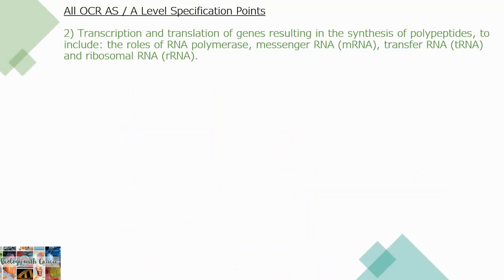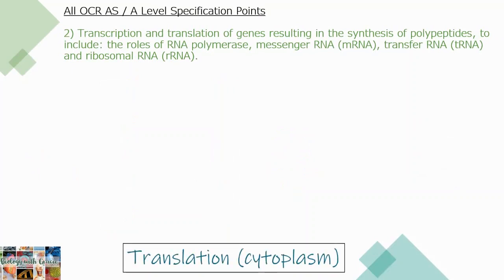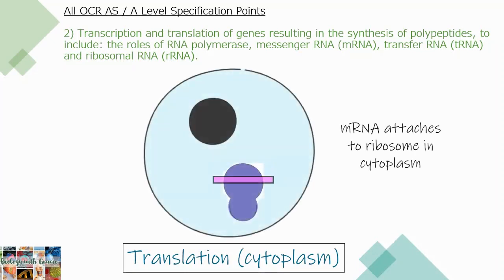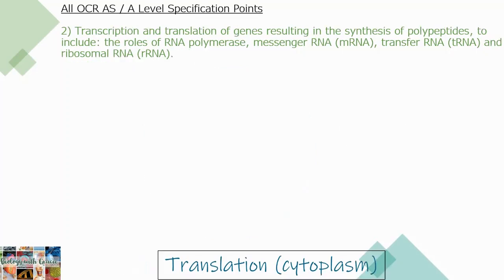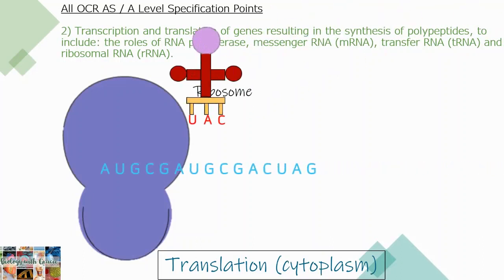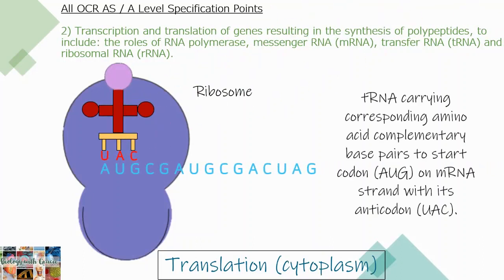So after this, translation begins, and this is in the cytoplasm. So the mRNA moves out of the nucleus and into the cytoplasm, where it attaches to a ribosome, which is the site of protein synthesis. So another molecule called tRNA brings a corresponding amino acid to the mRNA at the ribosome, and its anticodon complementary base pairs with mRNA's codon, and the amino acid corresponds to the code on the mRNA.